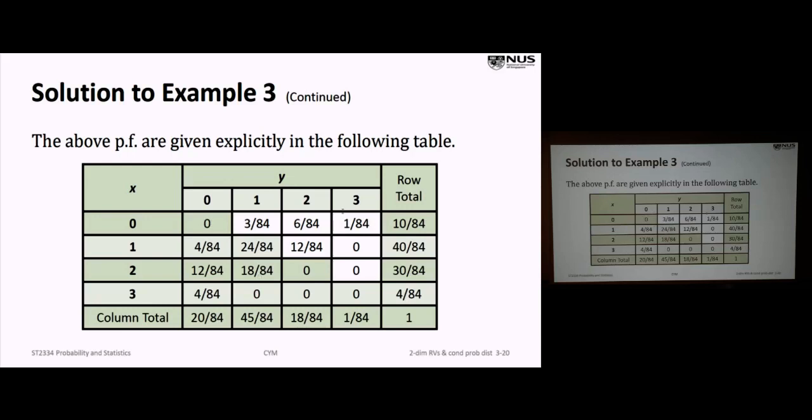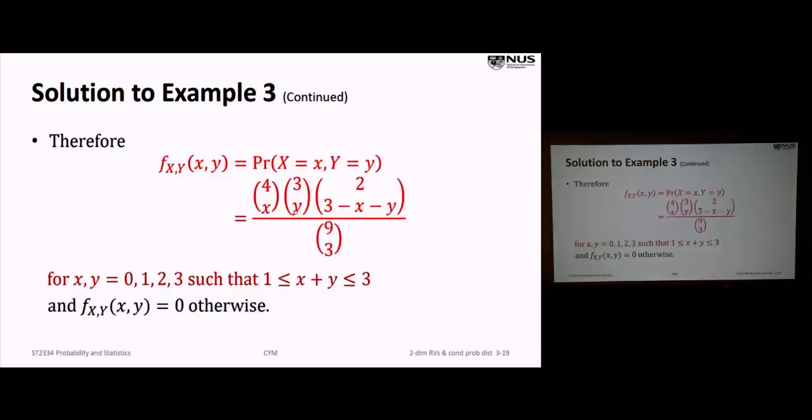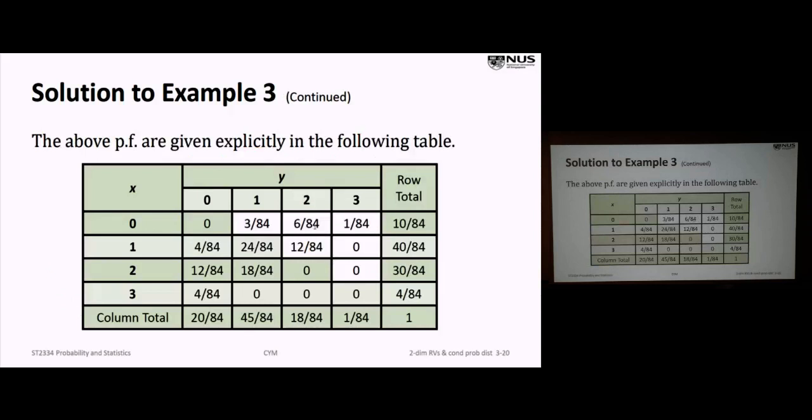And these numbers, how do you obtain them? Well, you're just substituting, for example, X equal to 1, Y equal to 1 into this formula to get these numbers. Something important to note: you can compute row and column totals, and that's going to become important later on in today's lecture. These are the row totals. What this row total represents, of course, is that I've summed 3 over 84, 6 over 84, 1 over 84, and that's 10 over 84. That represents the probability that X takes the value 0. Similarly, I can look at the column total: 1 over 84 plus 0 plus 0 plus 0 is the probability Y is equal to 3.